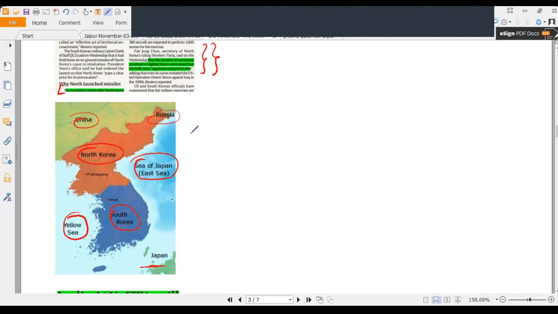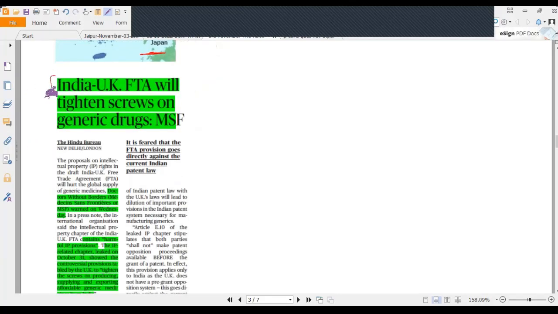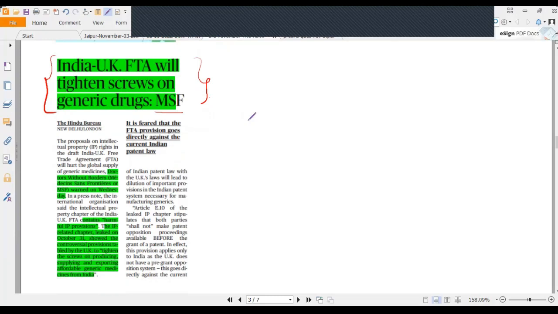Now, moving forward, there is another news item that is related to India and UK. India UK FTA will tighten screw on generic drugs, says MSF. Recently there have been talks that India and UK will sign a free trade agreement very soon. In that regard, there has been a leaked document circulating around, which talks about tightening screws over generic drugs, which may threaten the health security of India.